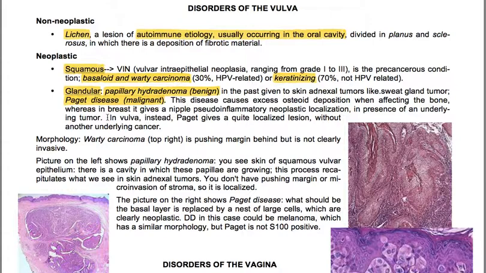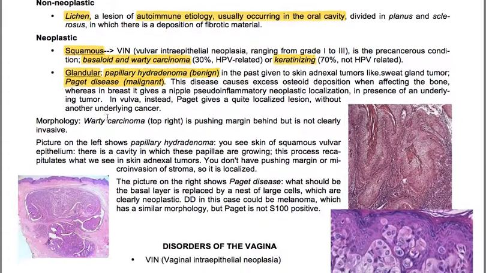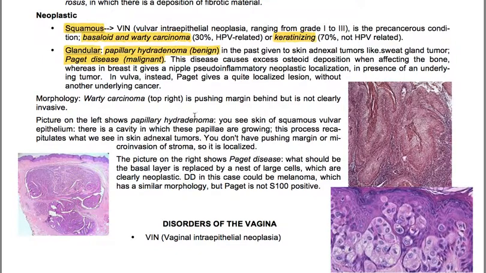Morphology. We have a warty carcinoma which is pushing but is not clearly invasive. Here you see the picture of hidradenoma.